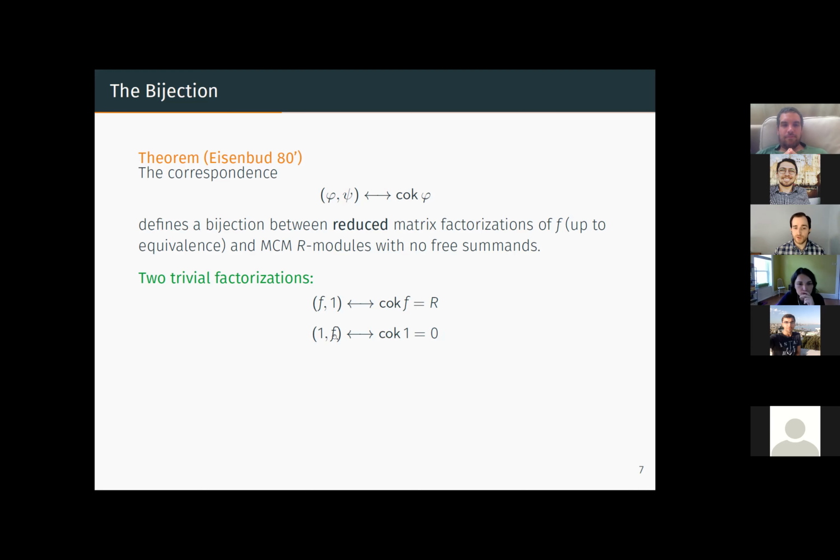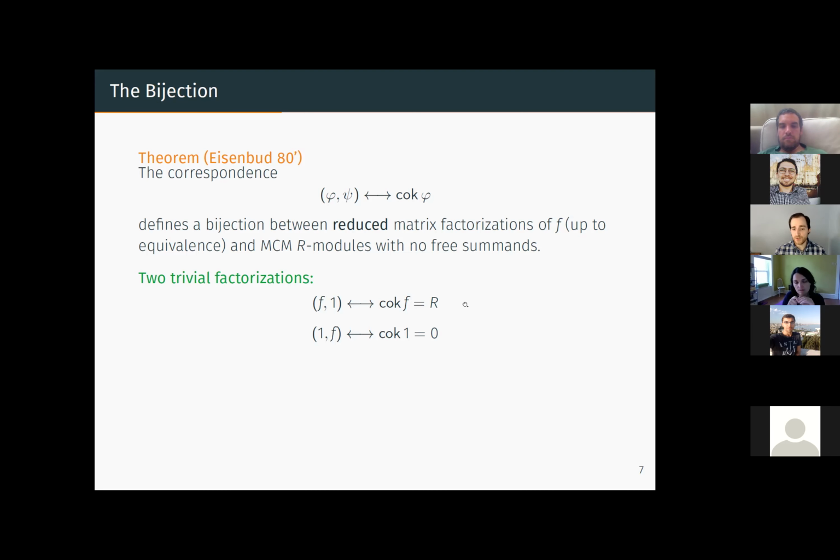These always exist, and the modules that they correspond to, remember, we're taking the co-kernel of the first one. I should have mentioned you're corresponding the matrix factorization with one of the co-kernels. You could pick either one, but Eisenbud picks the first one, so we'll continue on with that. So if you have these trivial ones, what does this first one correspond to? Well, the co-kernel of multiplication by f is the hypersurface ring R, and the co-kernel of 1 is 0.